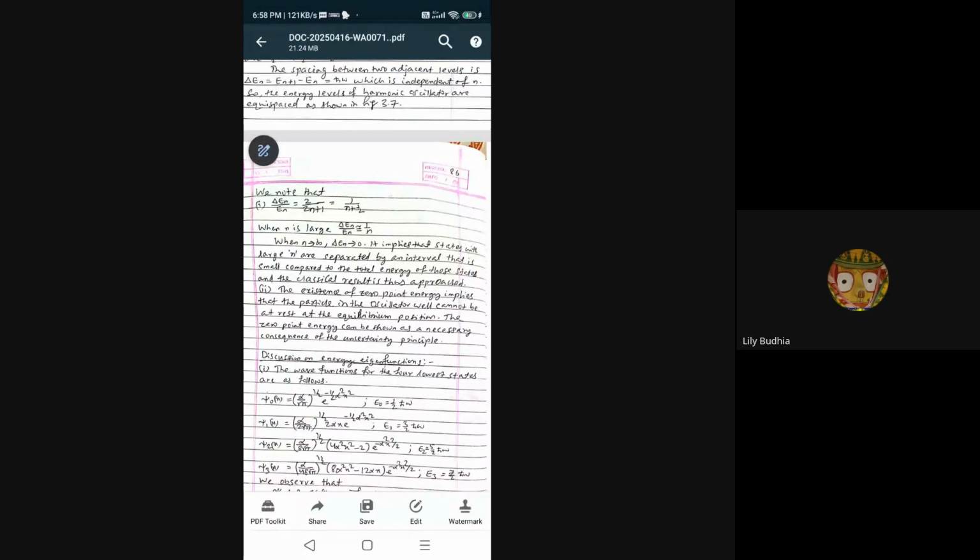Similarly, the existence of zero point energy implies that the particle in the oscillator well cannot be at rest at the equilibrium position. The zero point energy can be shown as a necessary consequence of the uncertainty principle.